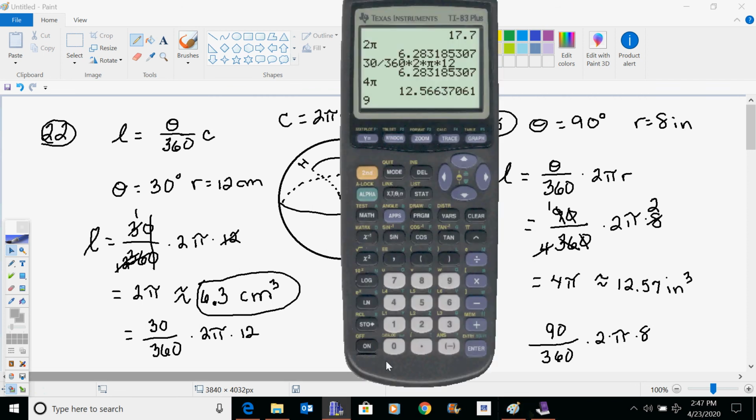And I'm just going to prove it to you. 90 divided by 360 times 2 times pi times 8. And there's your 12.57 if you round it to the hundredths place.